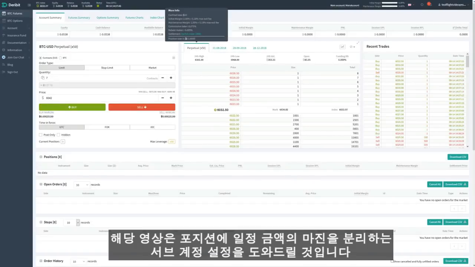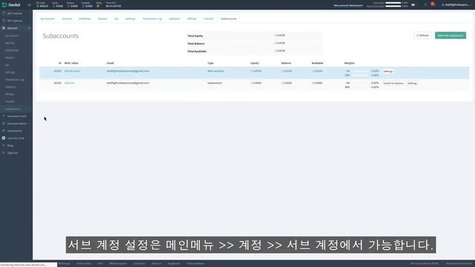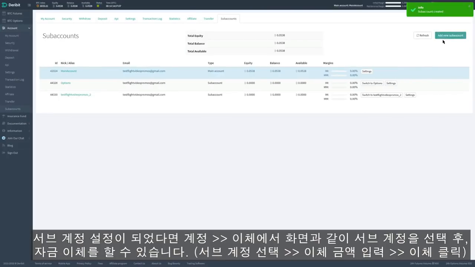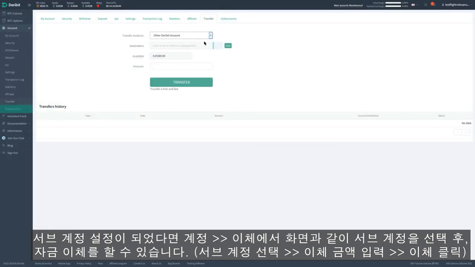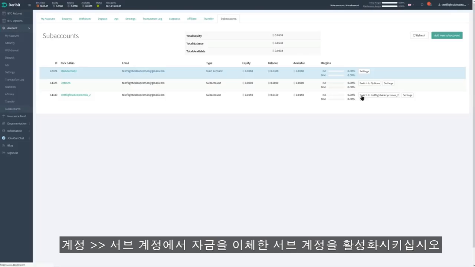For the purposes of this video, I'll set up a quick sub-account to isolate a certain amount of margin for a position. This is done via account and sub-accounts on the left. With a new sub-account created, I can fund it via transfer, just above sub-accounts. Now that it's funded, I can go back to sub-accounts and check the new sub-account is selected and active.